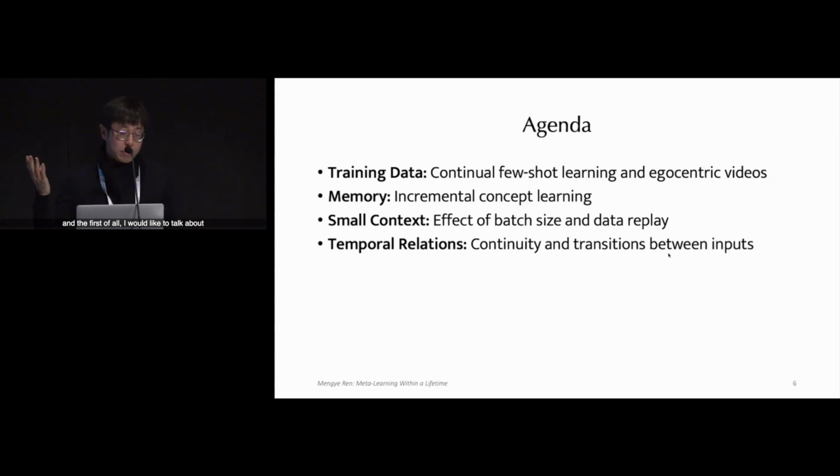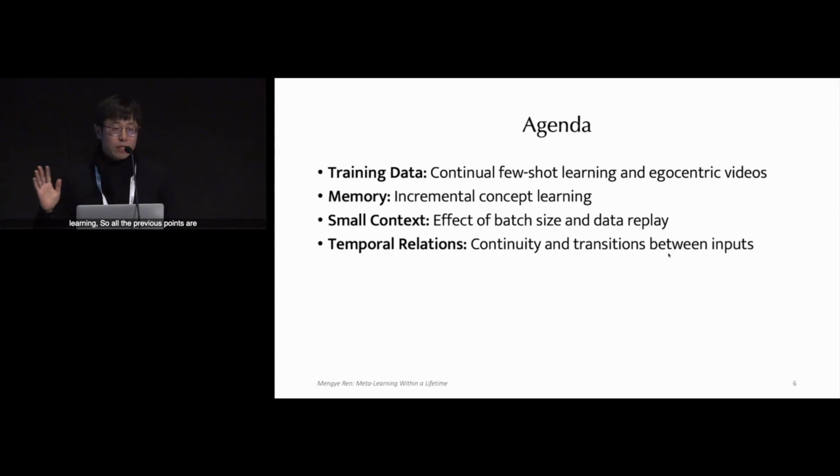So today I'm going to talk about a few points. First of all, I would like to talk about training data. So how do we make few-shot learning more continual and online? And perhaps going into the regime of egocentric videos, which I believe will be a really good playground for lifelong meta-learning. And I will talk a little bit about memory in terms of how to support incremental concept learning capability, and also the effect of small context when we train representations on lifelong videos. What's the effect of, say, batch size or data replay? And lastly, I'll talk about some thoughts on how do we really benefit from lifelong meta-learning.